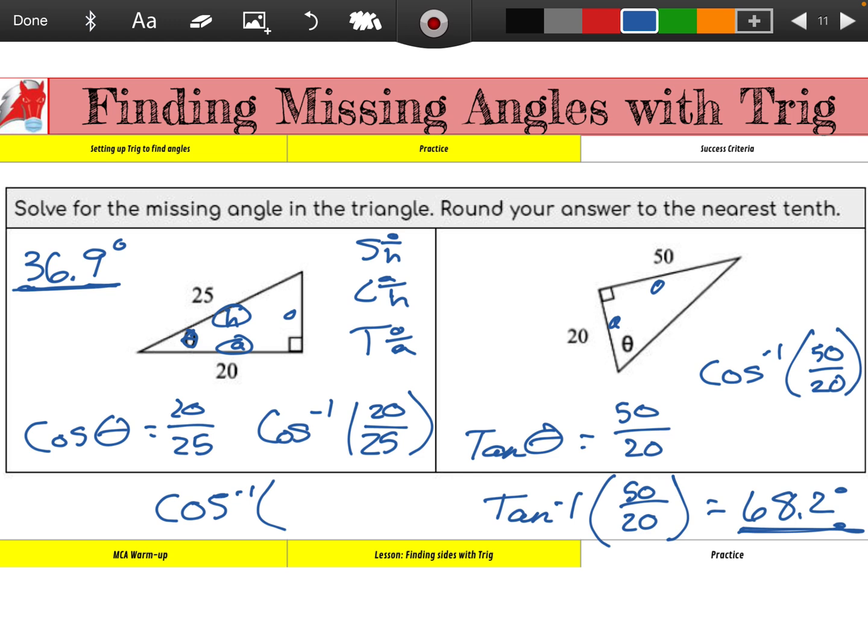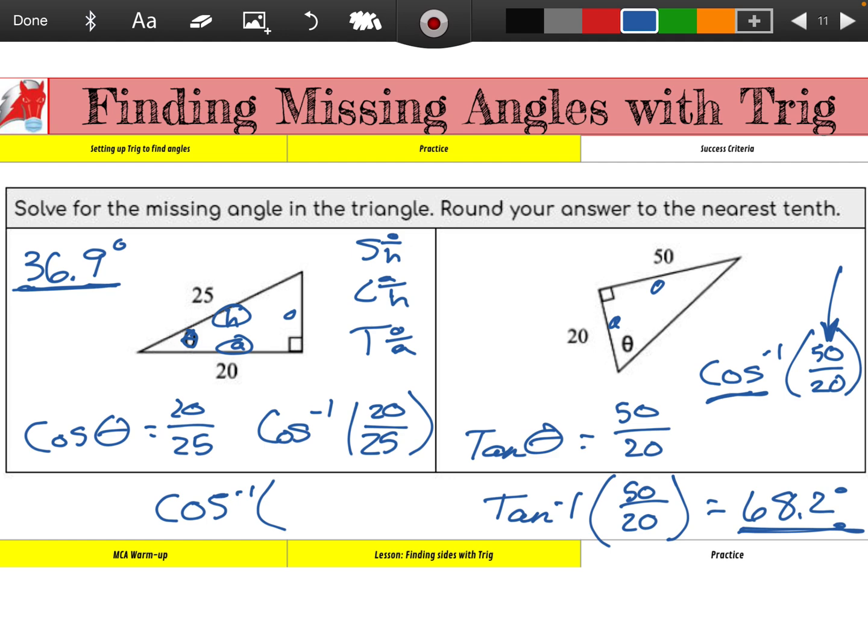If I go shift cosine 50 over 20, what's it going to give me? It's going to say math error. Hopefully you can see that for cosine, I cannot have my numerator bigger than my denominator. So you're not always going to get an answer that you can use. That usually means something went wrong. If you start getting errors or something weird, or the angle really doesn't seem to make sense, pay attention to that. Just because you get an answer doesn't mean it is the answer.